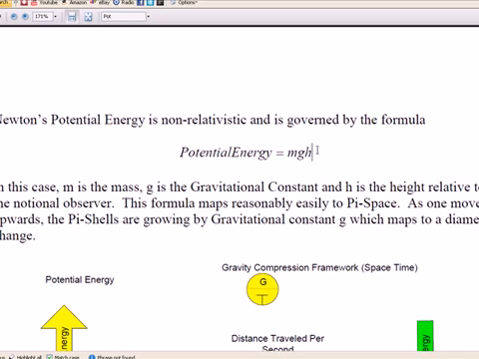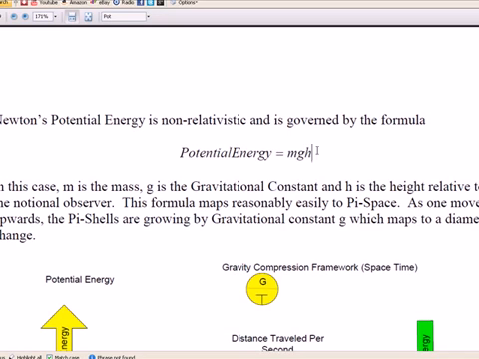Now, in pi-space, the units are more explicitly called out, a little bit like in general relativity. G is g over c squared. So in pi-space, g is typically described in terms of 0 to 1, and the units are c squared. So g is units of area. Okay, so in a very simple sense, that is how to understand potential energy. You move up the pi shells, gaining area relative to the stationary observer.